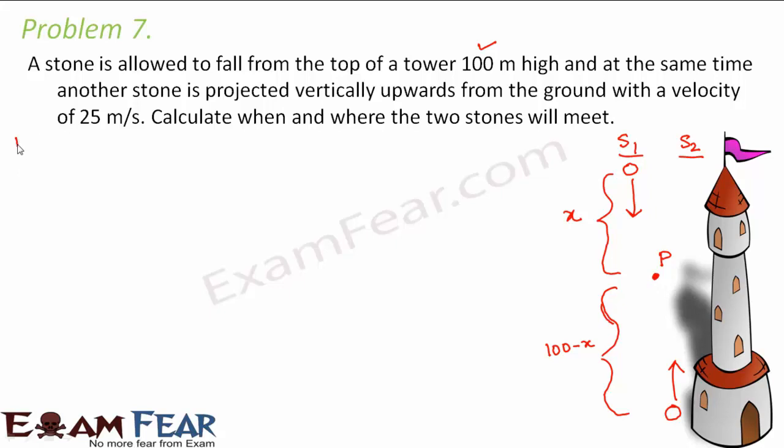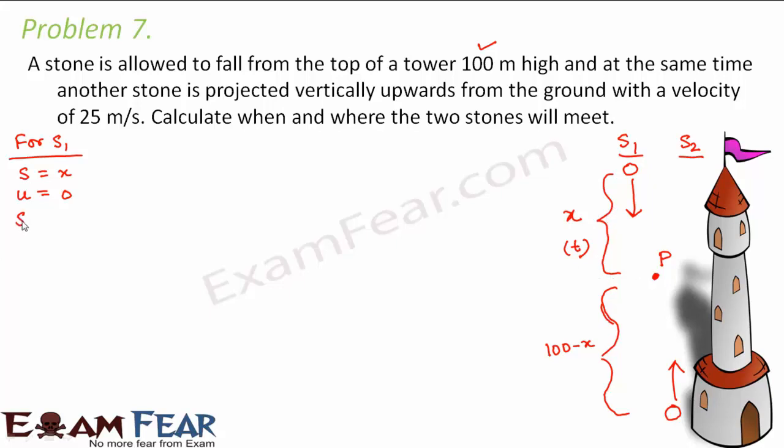Right? So now let us first consider stone S1. For S1, what is the distance traveled? The distance traveled till point P is x. What was the initial velocity? It was thrown from the top of the tower, which means initially it was at rest. So initial velocity is 0. How much is the time taken? Let us suppose that the time taken to reach this point P is t.